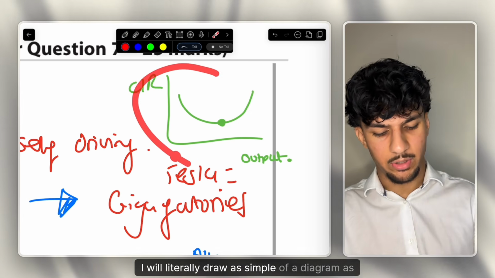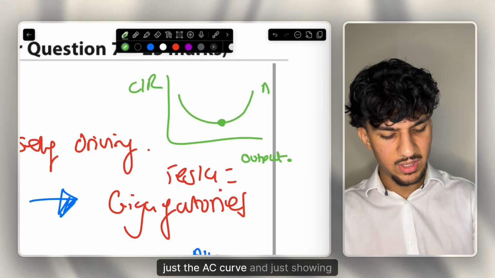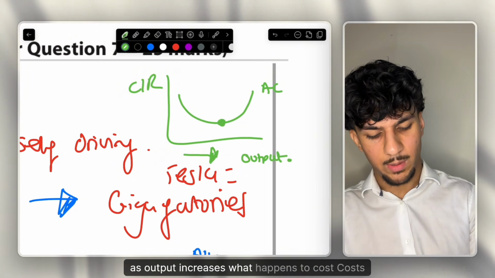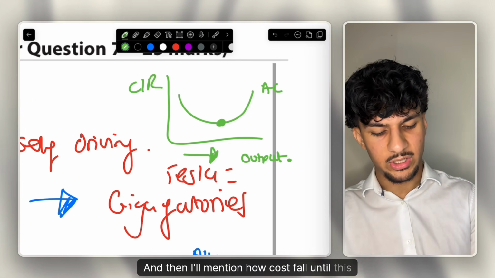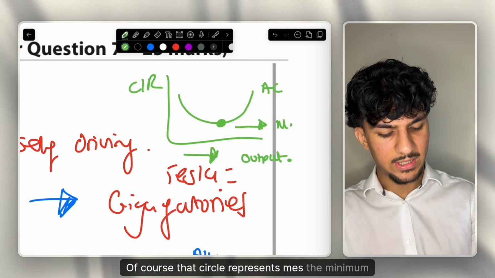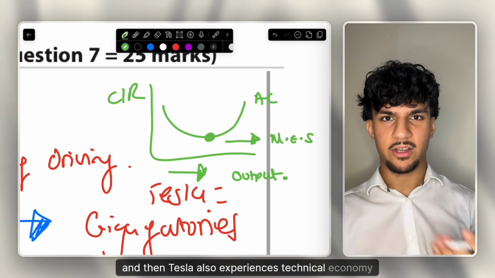I would literally draw as simple a diagram as this, just an AC curve, showing economies of scale. So as output increases, what happens to costs? Costs obviously fall, and then I would mention how costs fall until this circle. What does the circle represent? Of course, that circle represents the MES, the minimum efficient scale. And then Tesla also experiences technical economies of scale.